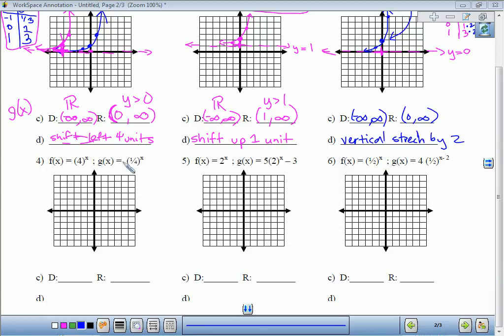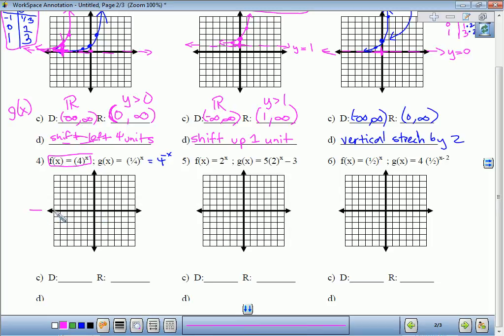Now, 4 and a fourth are reciprocals. And this could be written as 4 to the negative x. I could give it to you this way or this way. So we're going to graph both of them this time since we have a new base. We're going to graph this one in pink. So f of x equals 4 to the x.